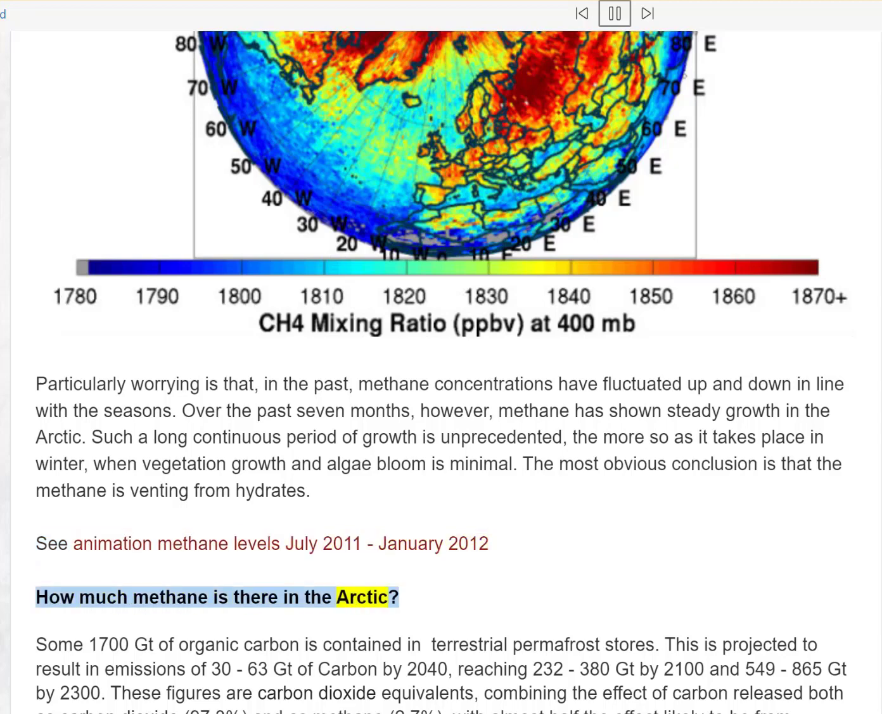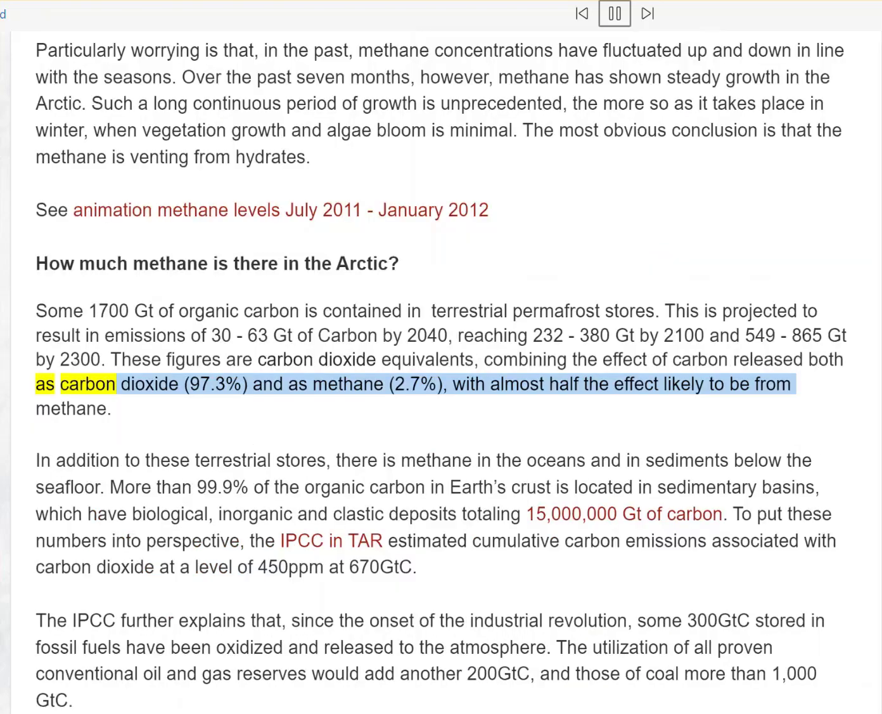How much methane is there in the Arctic? Some 1,700 GT of organic carbon is contained in terrestrial permafrost stores. This is projected to result in emissions of 30 to 63 GT of carbon by 2040, reaching 232 to 380 GT by 2100 and 549 to 865 GT by 2300. These figures are carbon dioxide equivalents, combining the effect of carbon released both as carbon dioxide, 97.3%, and as methane, 2.7%, with almost half the effect likely to be from methane.